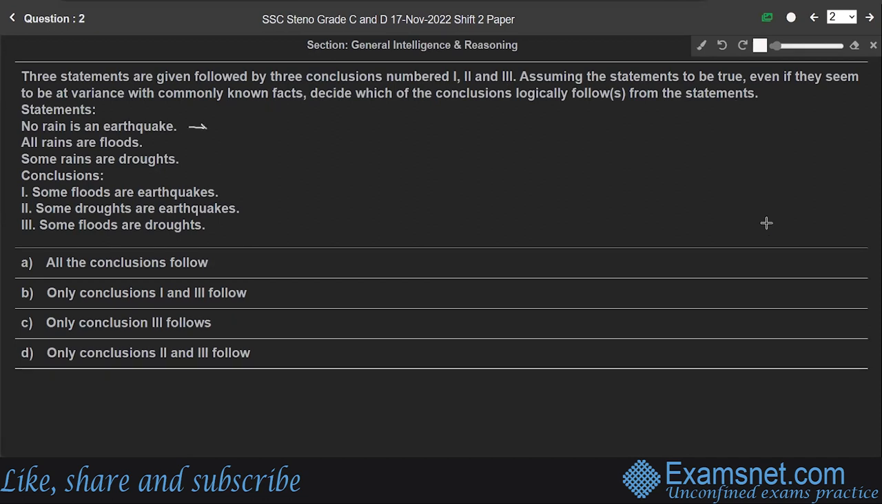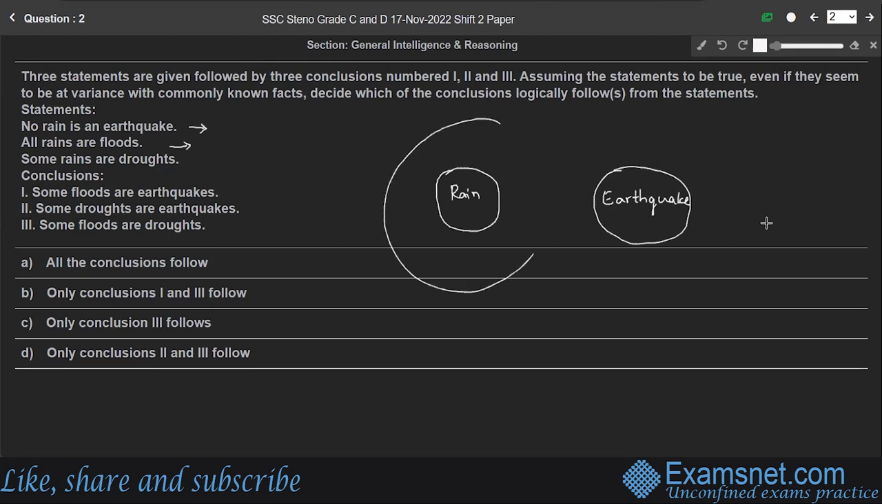First one, no rain is an earthquake. There is no relation between the set of rain and the set of earthquake. Therefore, we'll consider the set of rain and the set of earthquake like this. So, no rain is an earthquake. And the second statement, all rains are floods. That means every portion of rain is floods, that means the set of rains is completely included in the set of floods. This is the set of floods. So, all rains are floods.